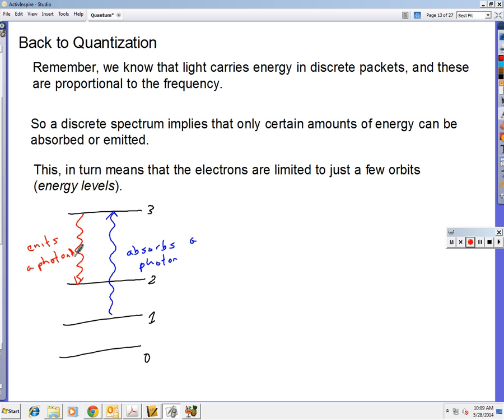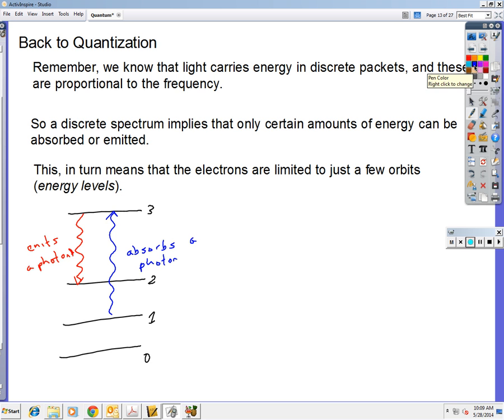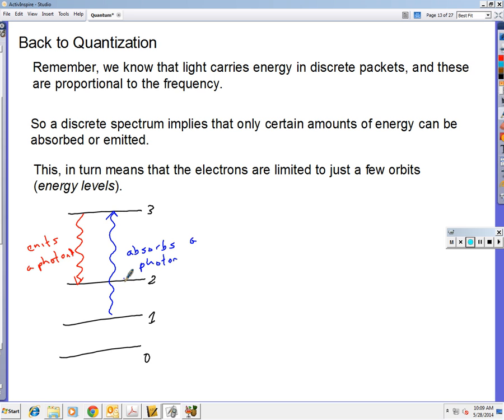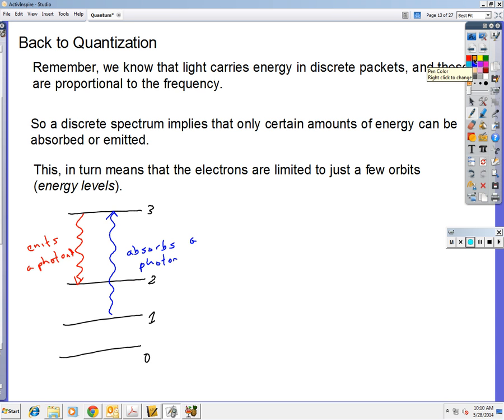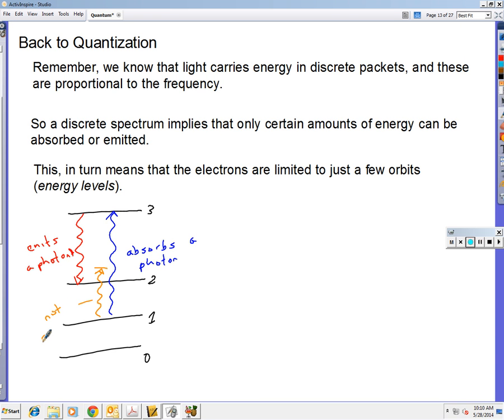And so the discrete emission spectrum and discrete absorption spectrum imply that there are discrete energy levels, and that the electron can't, for instance, gain enough energy to take it from here to here. This particular transition would not be allowed, and so it cannot absorb a photon with that much energy.